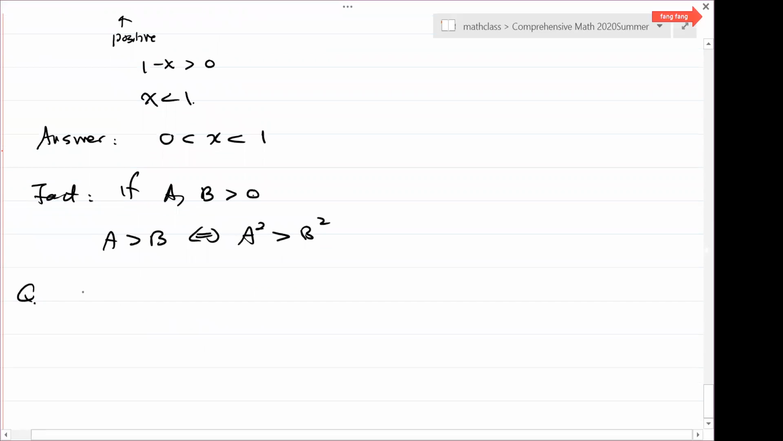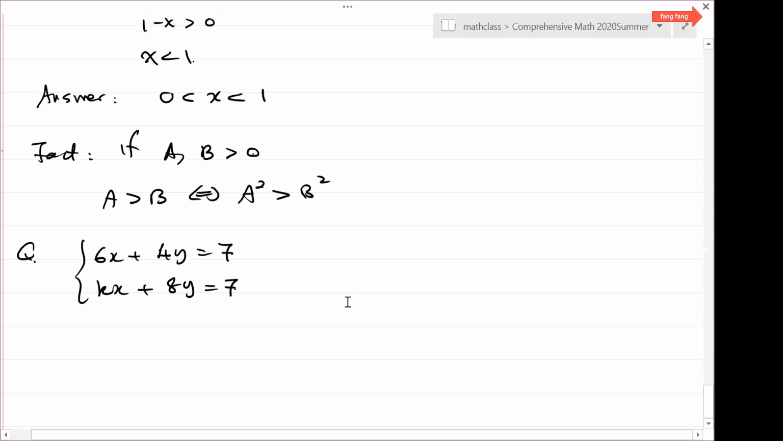Now, the next problem. Let's look at the system of two linear equations. Okay. We want to find the k for which these two equations will not have a common solution.